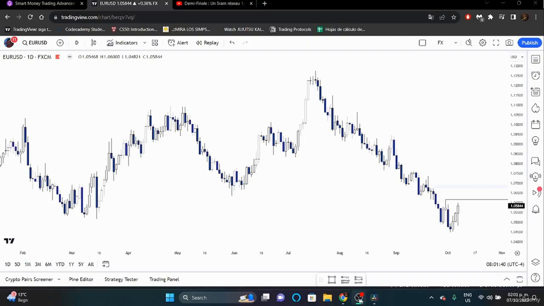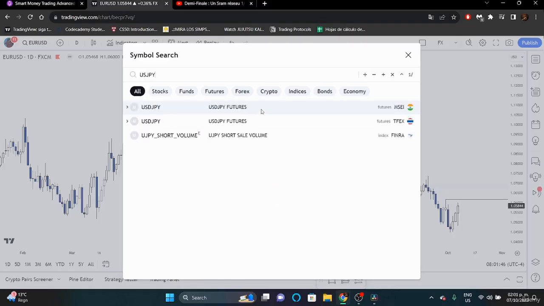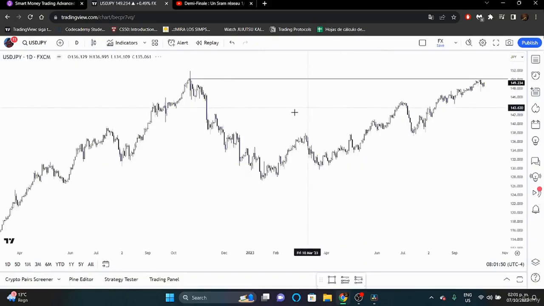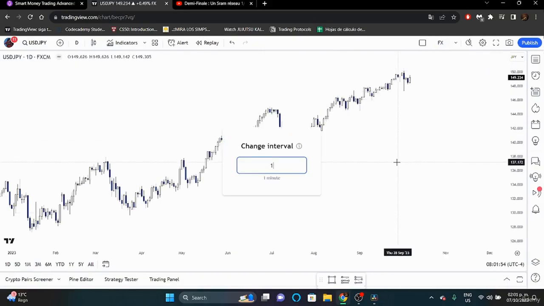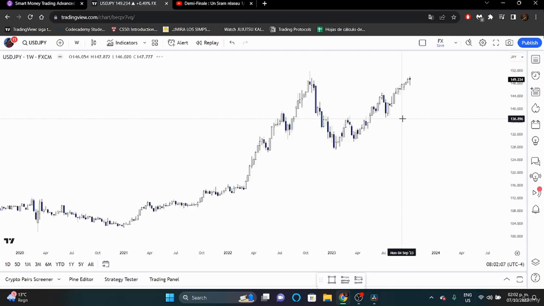Okay, well, this class we're gonna be talking about, let's go to a clean chart so that we do not touch any of my annotations. Okay, basically a fair value gap. We're going to be talking about a fair value gap. Okay, what is a fair value gap?